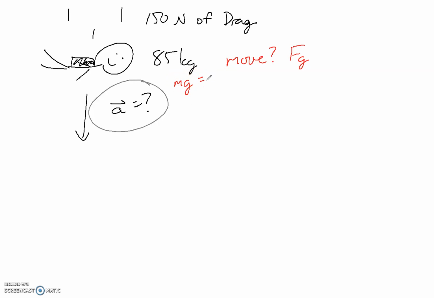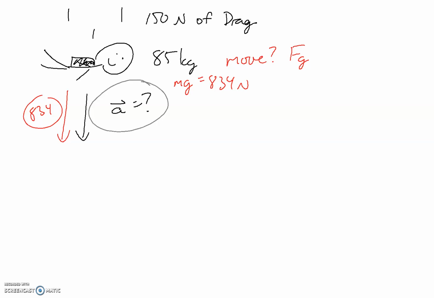If I do his mg, the same way you guys have done before, there's no difference from when you're doing basic dynamics. We've got the 85, we've got the 9.81, and we'll round off a little bit. We get about 834 newtons trying to pull him down.